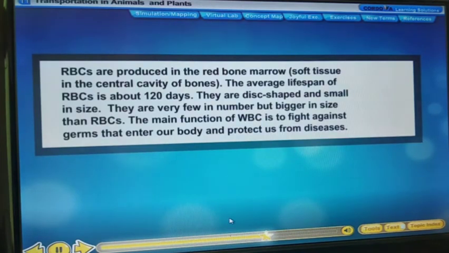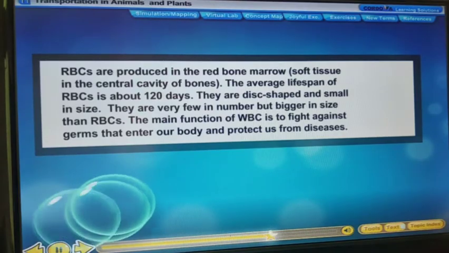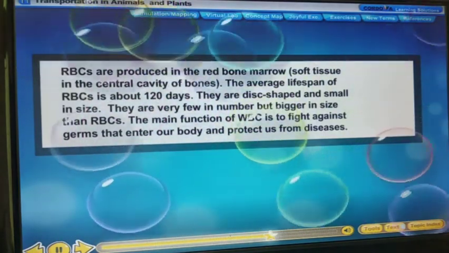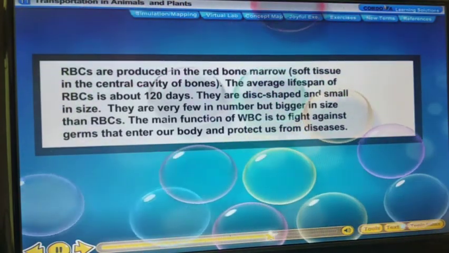RBCs are produced in the red bone marrow, soft tissue in the central cavity of bones. The average lifespan of RBCs is about 120 days. They are disc-shaped and small in size.